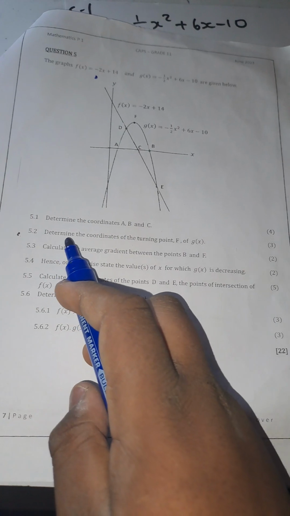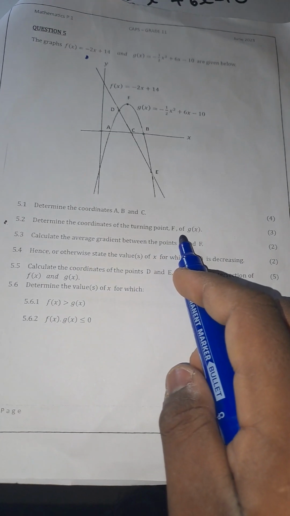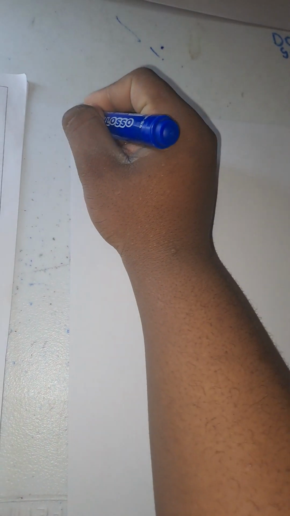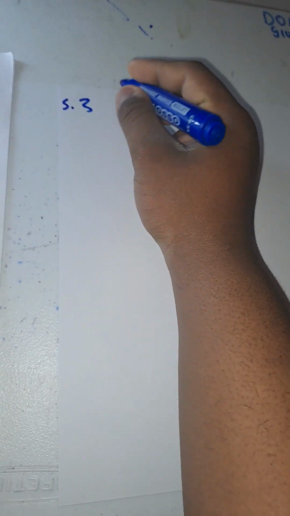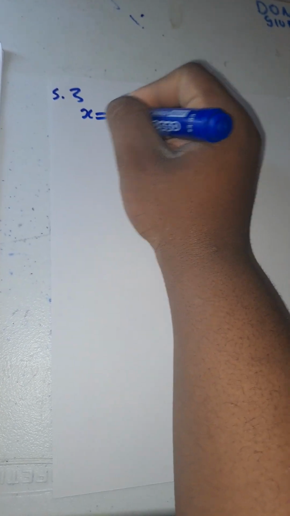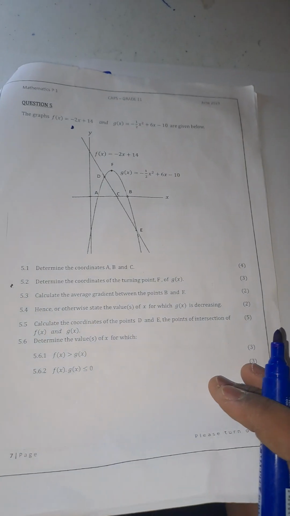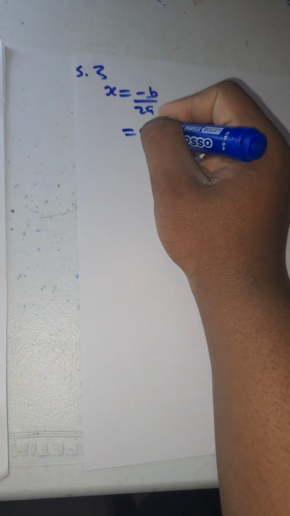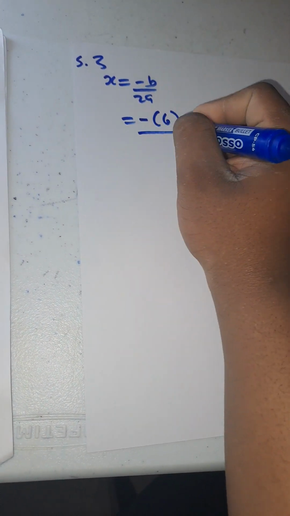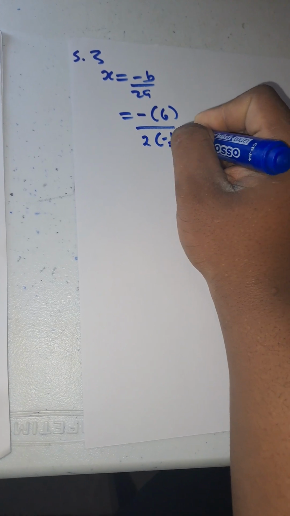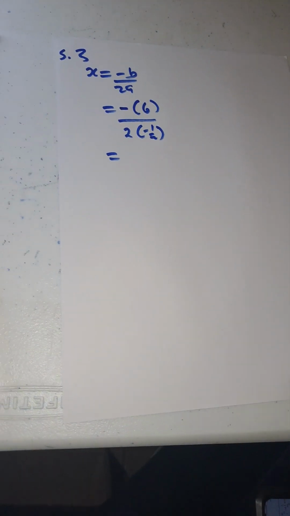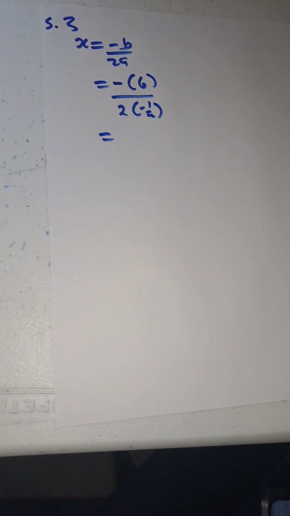Now, let's go. The second one: determine the coordinates of the turning point F, which is this one, on g of x. Remember what I said about the turning point. Start by finding the axis of symmetry by using x equals minus b over 2a. And then my b in this equation is minus 6 over 2 times minus 1 over 2. Then let me simplify. I'm going to get 6.